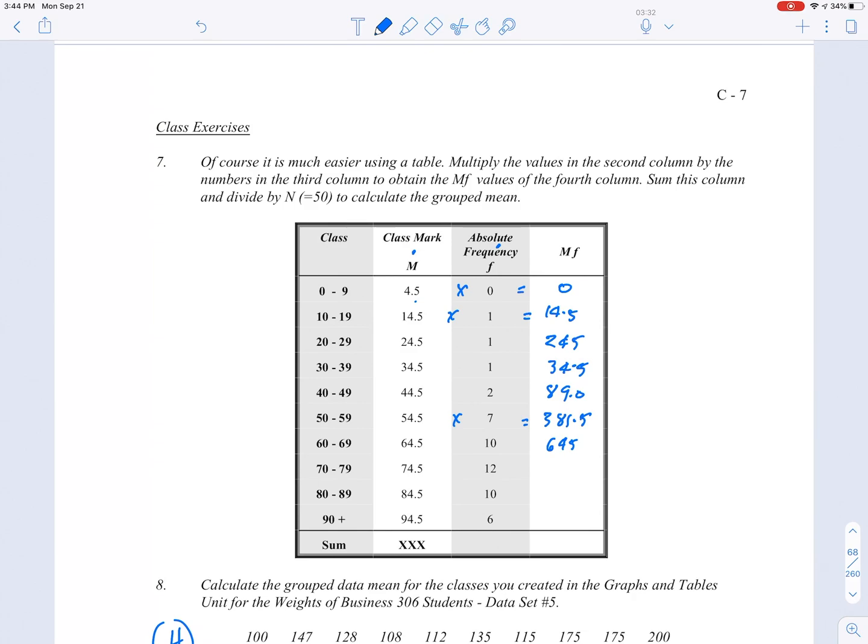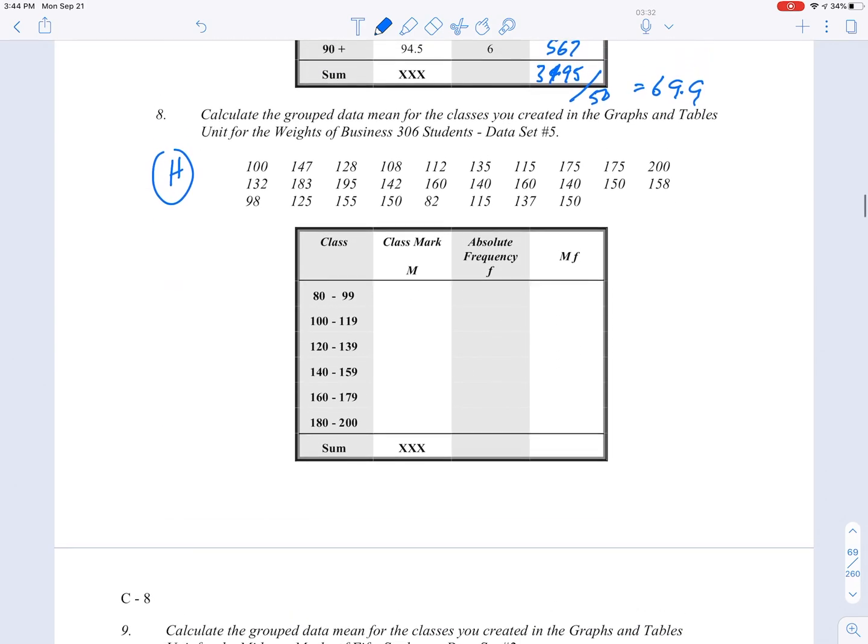So 645, and then we have an 841, and then an 894, and then finally we've got a 567, and that's going to sum up here to 3495, and then we divide that by 50, and that's where you get your 69.9 from. So that's how you do that with a table.